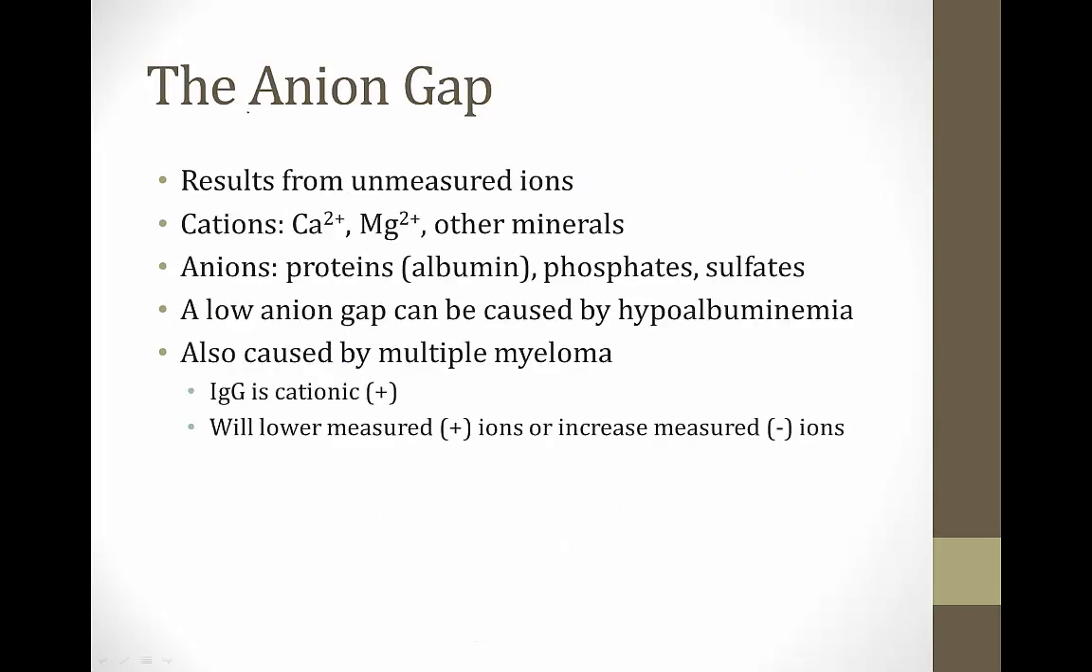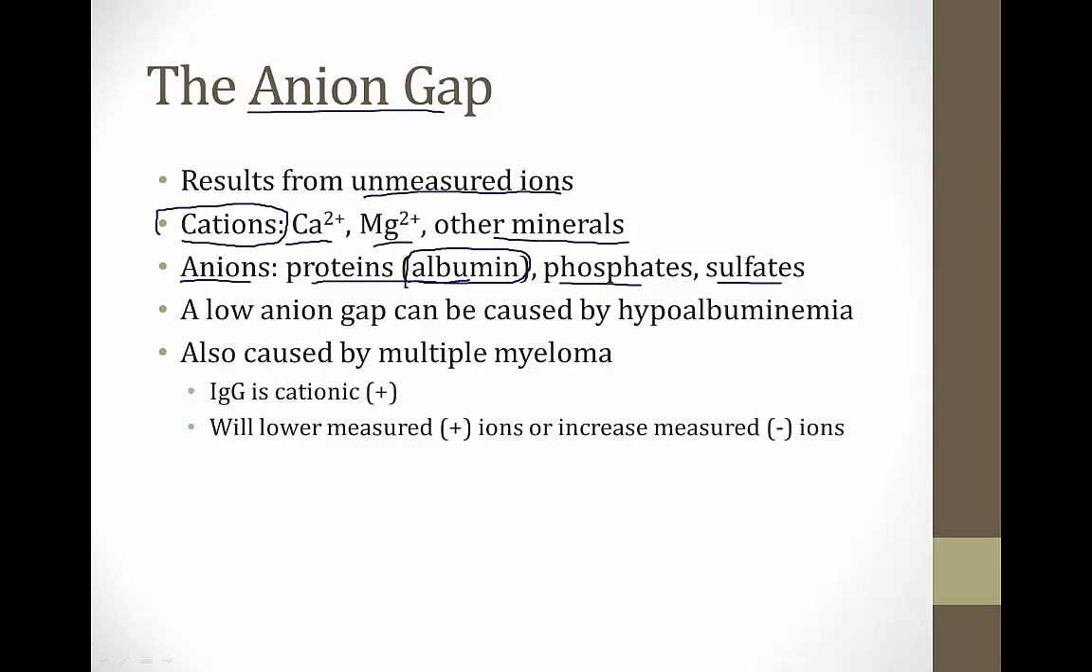So now we understand that the anion gap comes from unmeasured ions. Well, what are those unmeasured ions? They are things that don't appear in the Chem 7. So they are things like calcium, magnesium, and some other minerals. These are all cations that have a positive charge. And then there are also many anions, which are things with a negative charge. And these are mostly proteins like albumin and also phosphates and sulfates. Now, it's very high yield to know that the negatively charged albumin is predominantly responsible for the anion gap. It contributes more to the anion gap than anything else.